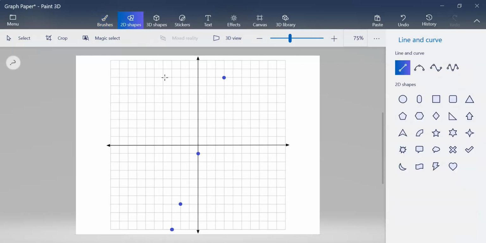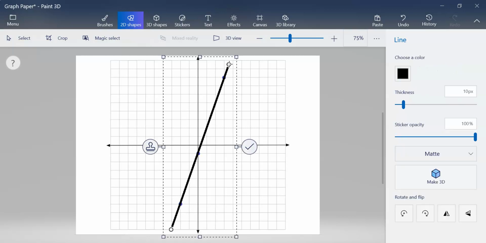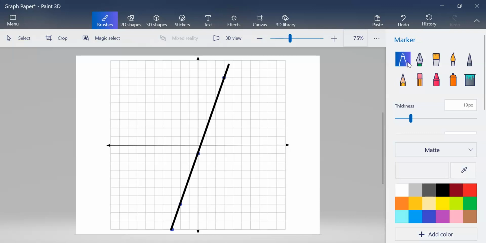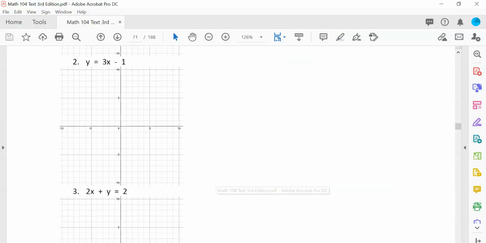I'm not very good at drawing straight lines, so I'm going to have Microsoft Paint do that for me. And then make sure you put arrows at the end to signify that this pattern goes on forever. We know points like 4, 11 are on there, even though they're not shown on the graph. So there you go. That's the way to graph y equals 3x minus 1.